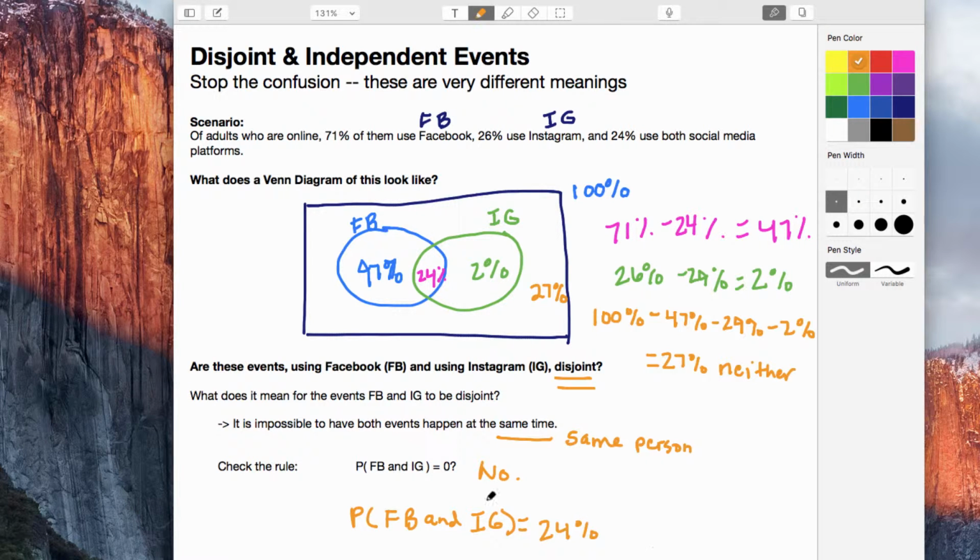So the probability is not 0. If it were 0, then we would have disjoint events. So we actually got a number here. We got 24%. So in the end, we're going to say not disjoint. That's all we have to do. We have to look for an overlap. Can some person have both of these qualities in them? Yes. So we have not disjoint events.